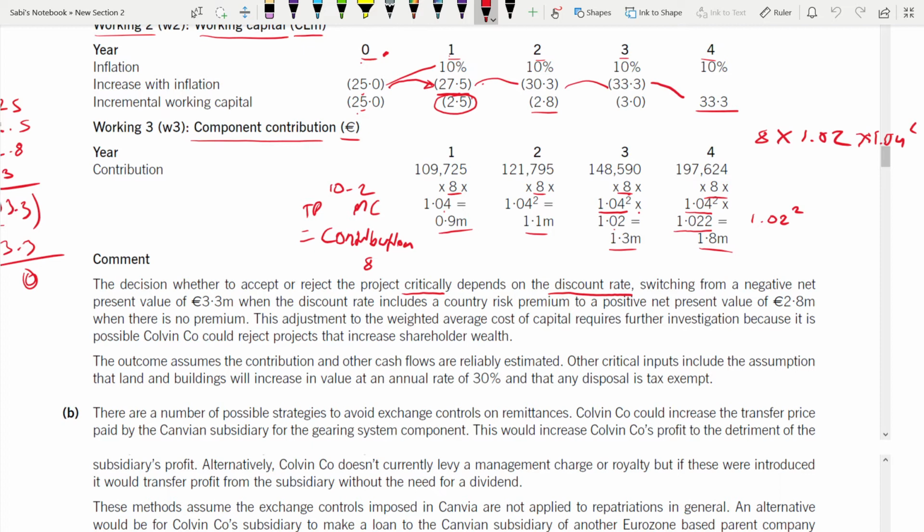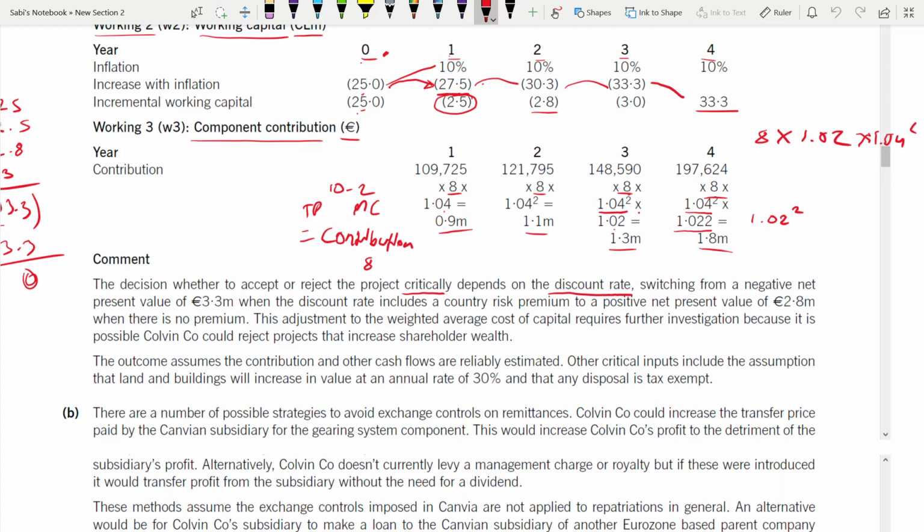But for that you have to know also that this is the important factor. Yes, discount rate is the most important factor for accepting and rejecting a project, because if it changes the discount rate, your total net present value, just now you saw it changes from negative to positive just by 3%, only 13 and 16. It looks very small, but it had a huge impact in your net present value. That means your decision also will change. So the decision whether to accept or reject the project critically depends on the discount rate.